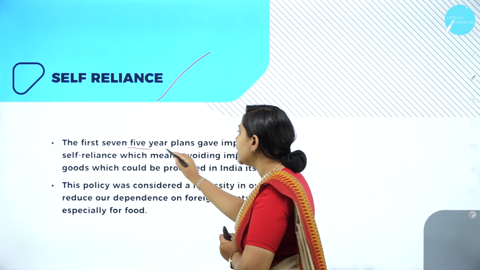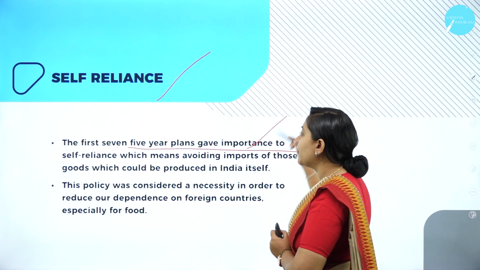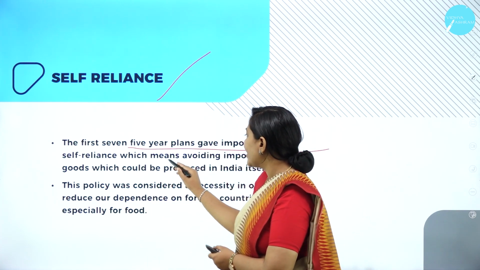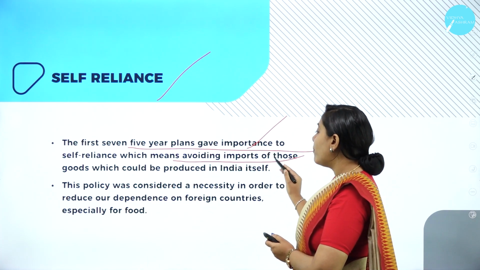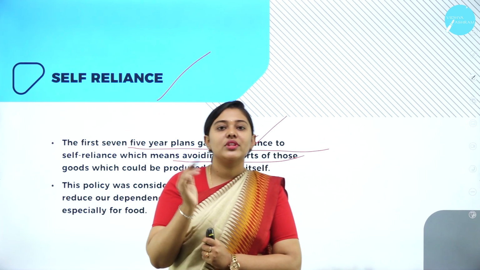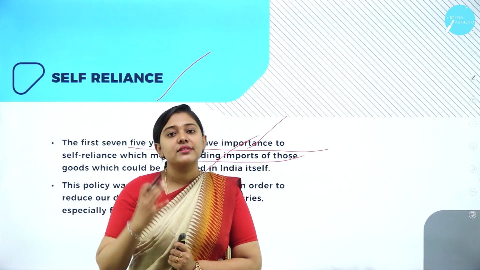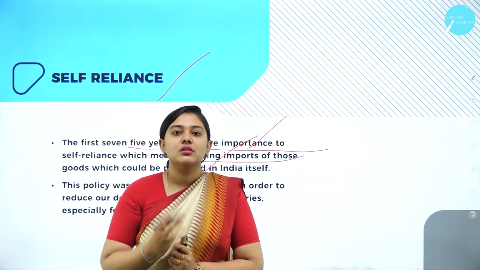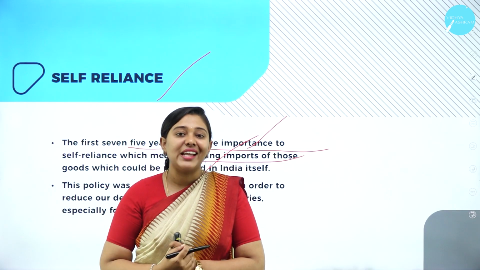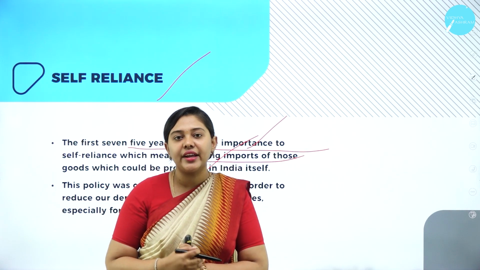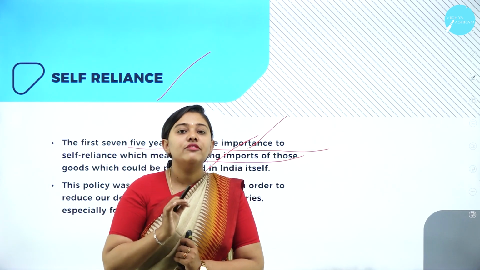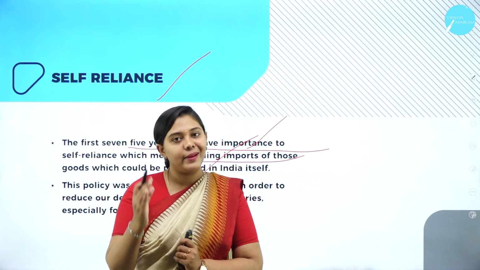The first 5-year plan gave more importance to self-reliance, self-independence, which means avoiding imports of those goods which can be produced in India itself. They wanted to produce in India, sell here, and we also wanted to export. So that is what self-reliance is. That was the goal that we had in our 5-year plan.